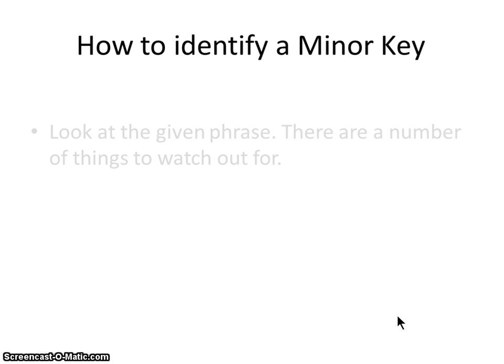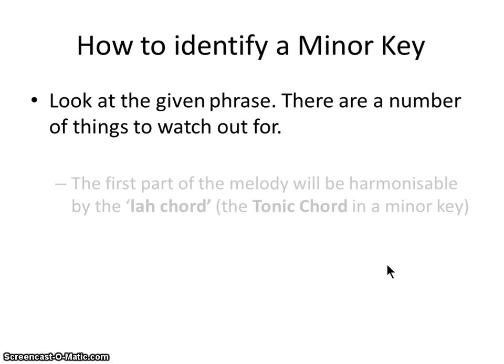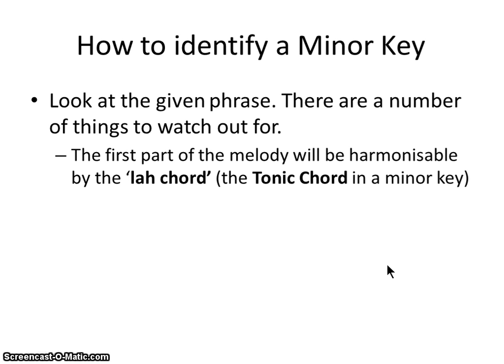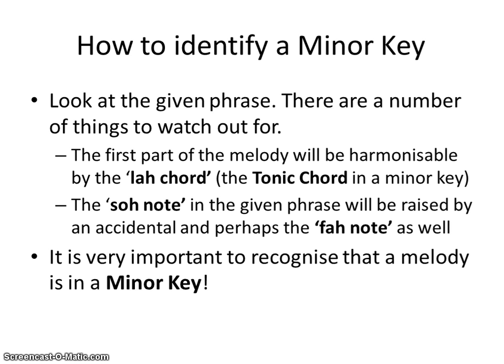It is important to be able to identify when a piece is in a minor key. Look at the given phrase. There are a number of things to watch out for. The first part of the melody will be harmonizable by the La chord, which is the tonic chord in a minor key. The So note in the given phrase, if it is present, will be raised by an accidental, and perhaps the Fa note as well. It is very important to recognize that a melody is in a minor key.